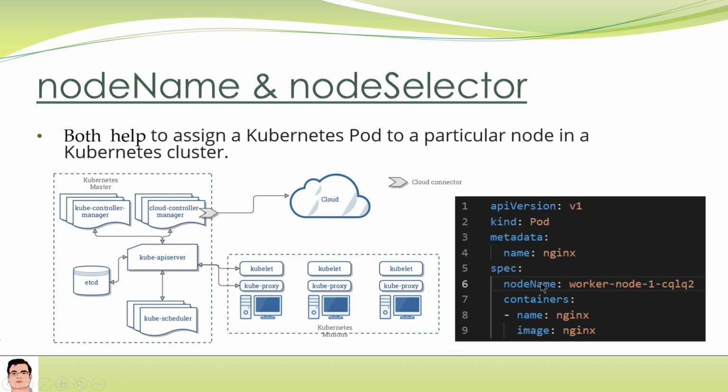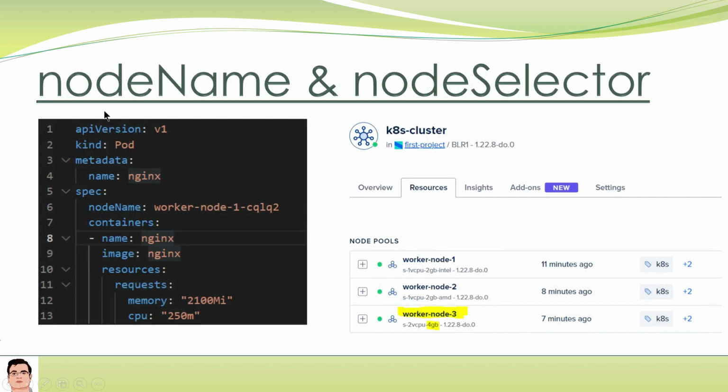For this video, you can just understand that if we assign the node name, then it will not go to the kube scheduler, because there is no activity on that particular specifications file at the kube scheduler. We already defined on which node we want this pod to be deployed. If we provide the node name, and then we provide the resources, and the resources exceed the memory allocated for that particular node.